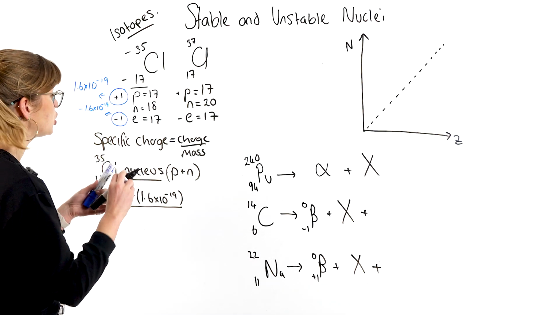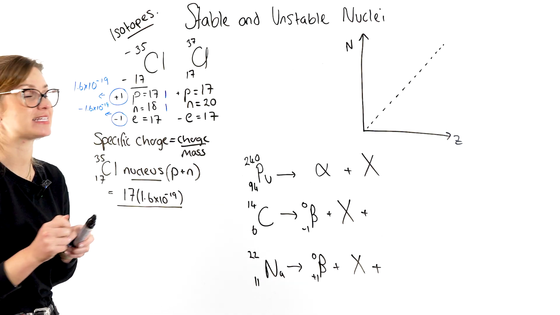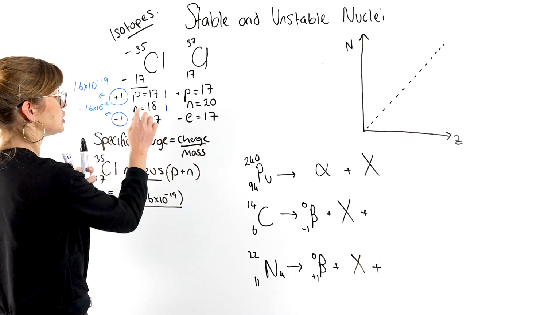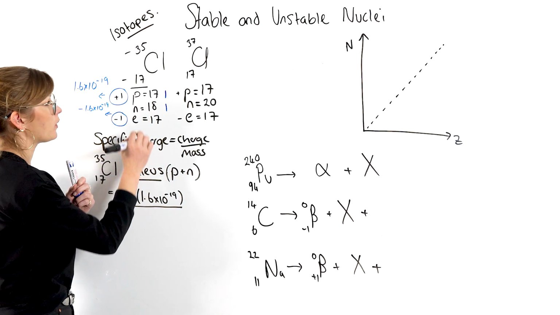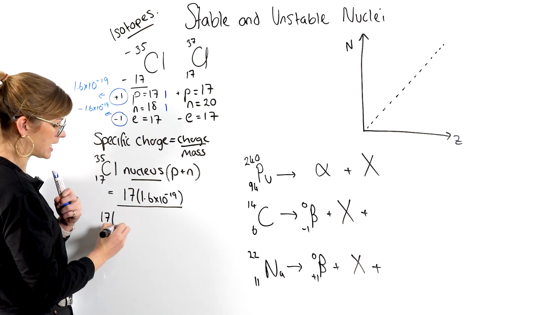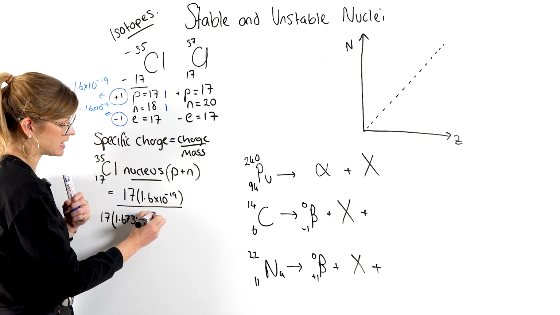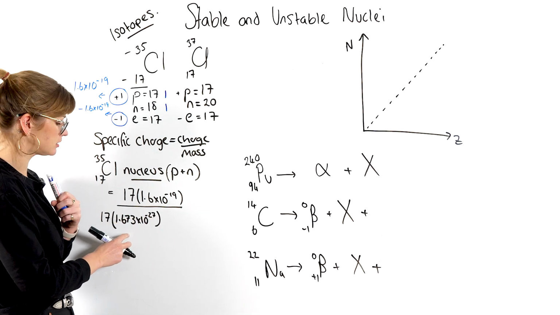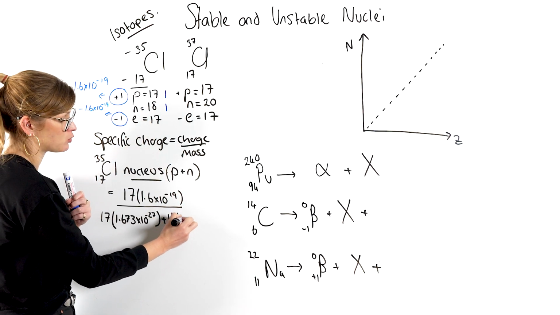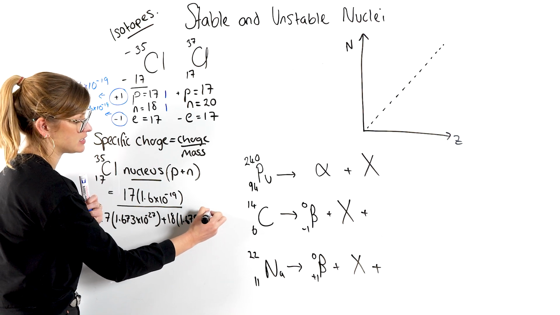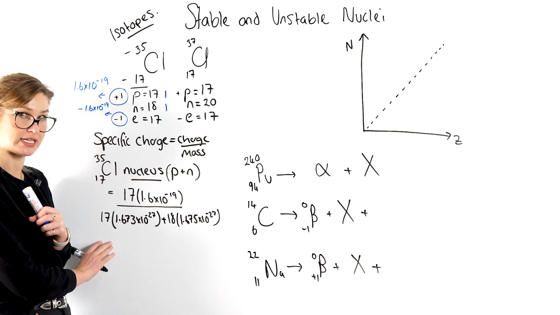Again, in GCSEs, you were told the mass of a proton is 1, the mass of a neutron is 1, but mass is not actually 1, it's a relative mass. If you look on your data sheet or your equation sheet, you can see what the mass of a proton actually is and what the mass of a neutron actually is. I've got 17 protons, so 17 times the mass of my proton on my data sheet, which is 1.673 times 10 to the negative 27 kilograms, which makes sense, it's a really small number. And we're going to have to add that to the mass of our neutrons, which is 18 times 1.675 times 10 to the minus 27. So when we do this math, we can figure out what the specific charge is of our chlorine 35 nucleus.